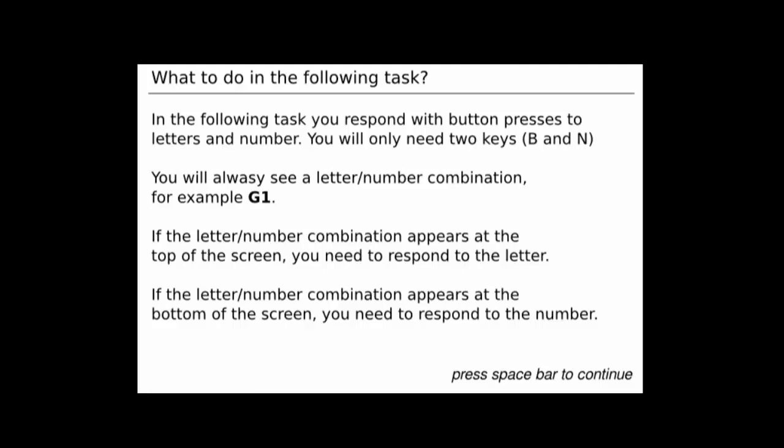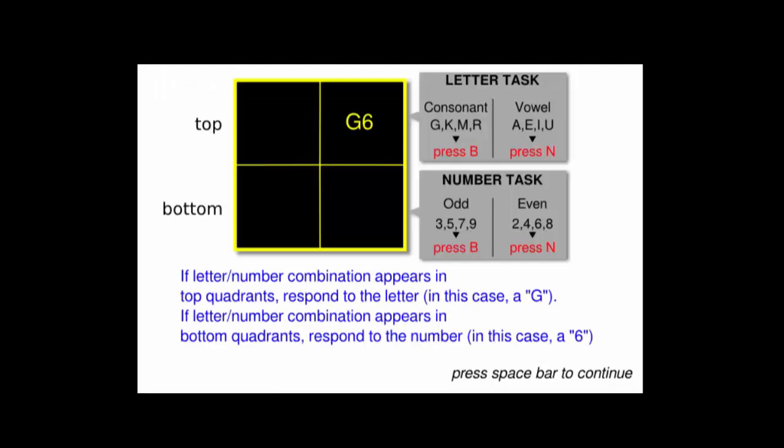What to do in the following task? Well, you're going to respond with button presses to letters and numbers. You will only need two keys, B and N. You will always see a letter-number combination. For example, G1. If the letter-number combination appears at the top of the screen, you will need to respond to the letter. If it appears at the bottom of the screen, you will need to respond to the number. I mean, it's so obvious.